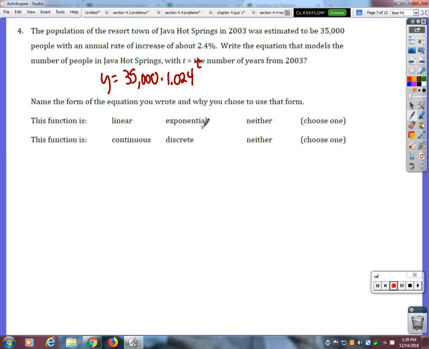Okay, linear, exponential, or neither. It would definitely be exponential. Anytime you're working with percents, it's pretty much exponential. Yeah, it gets discrete because it's population and you can't have half people or whatever.